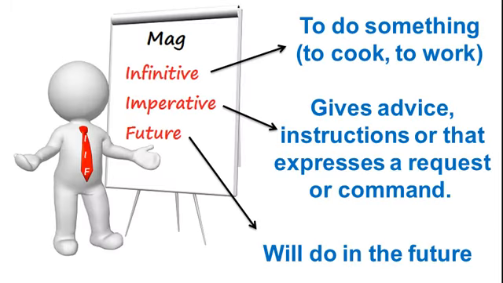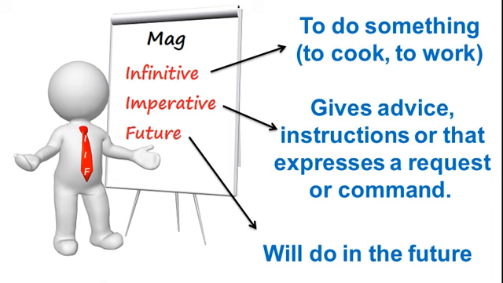All right. And we also learned about the Mag verbs. There's Brother Mag and Brother Nag. Brother Mag deals with the infinitive form of the verb, the imperative, and the future. I went over that in Lesson 3-2. The infinitive is things like to cook, to work, to study. Or you can look at the imperative, which is giving advice, instructions, or making requests or commands. So we have mag used in both those cases. In fact, both the infinitive and the imperative look identical.